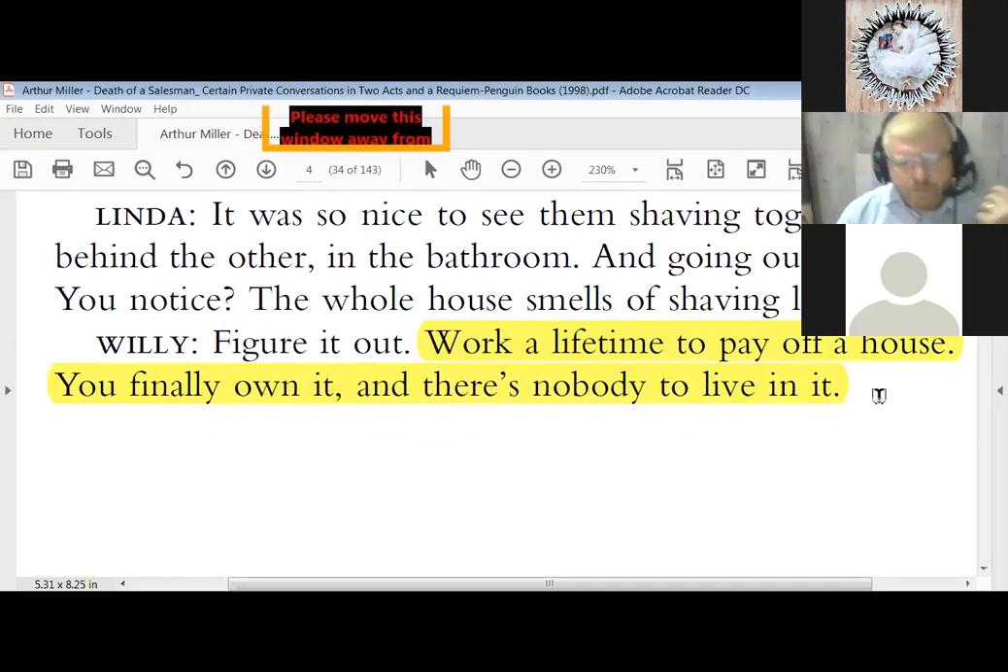And this is one of the great sentences in the play. It's really an irony. You work for a lifetime in order to own a house. He bought a house, and he was paying the mortgage of the house.